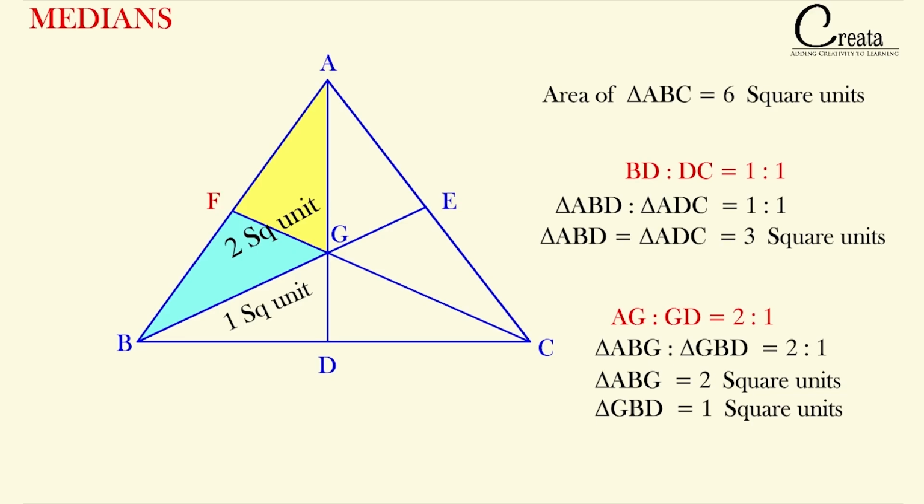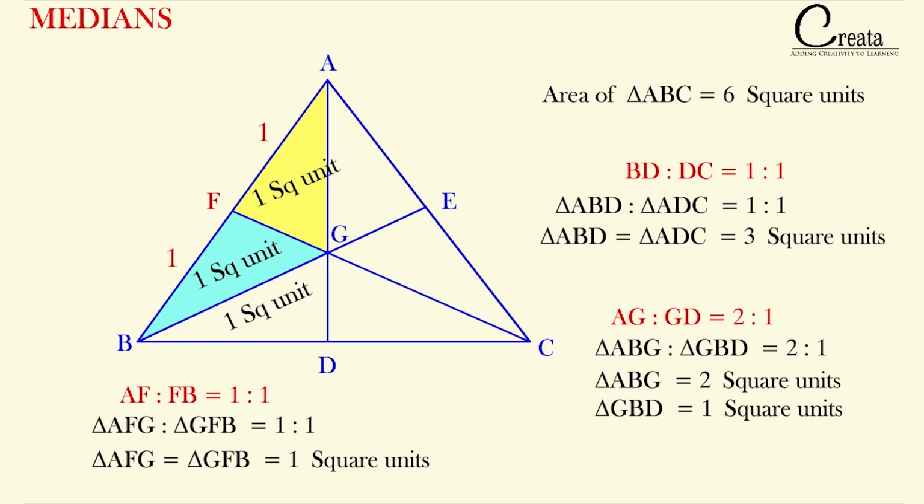Okay, so can we say the ratio of AF and FB is 1:1? F is the midpoint. For the triangles AFG and BFG, AF and FB are the bases, and the ratio of AF and FB is 1:1. So we can say the ratio of the area of triangle AFG and GFB is also 1:1. The area of this complete triangle is 2, so the areas of these two triangles will be 1 and 1 square unit. Okay, got it?